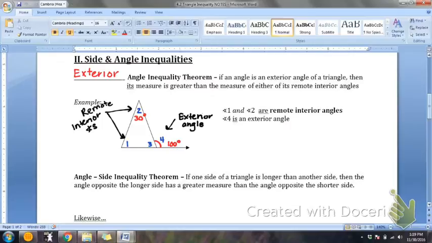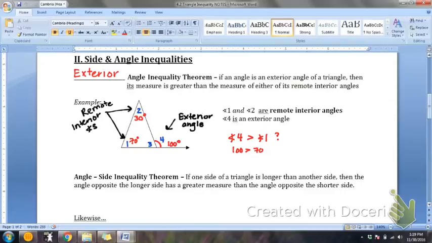70. There you go. That's where the 70 comes from. Now, would you agree that angle 4 is greater than angle 1? Right? Because angle 4 is 100, and angle 1 is 30. I thought that was angle 2. I'm sorry, 2. So I will put 70 here instead. Sorry. I wasn't looking at my diagram.